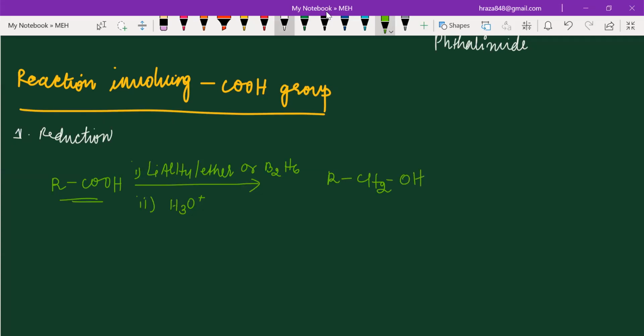As you can see with an example, CH3 COOH. And if you are going to use this reagent in the first step and second step, so there will be an alcohol formation like this. Please do write.